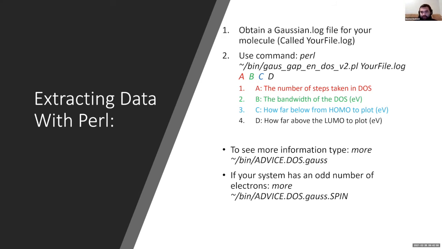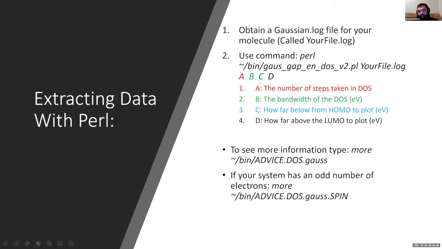To extract your data with Perl, first you need to obtain your .log file from whatever system you're working on. You can use the methods we've done in class, such as using the GaussView GUI, or you can do command line stuff like Lola was just talking about today. Once you get your .log file, all you really need to do is use the command perl with this string here, which is just a Perl script that was developed probably by Dr. Killen, I'm not sure, or someone else. It does some things under the hood that extract your density of state data from your .log file.